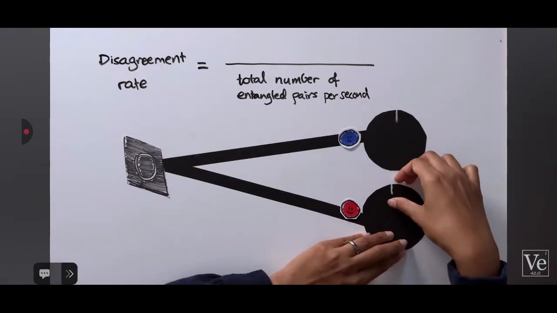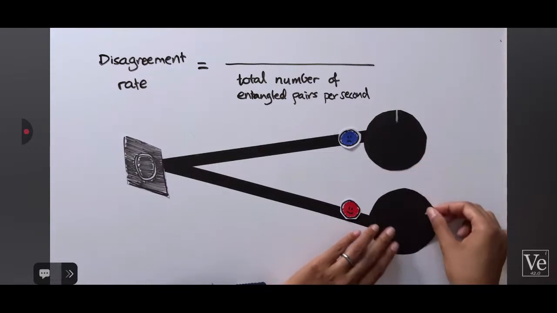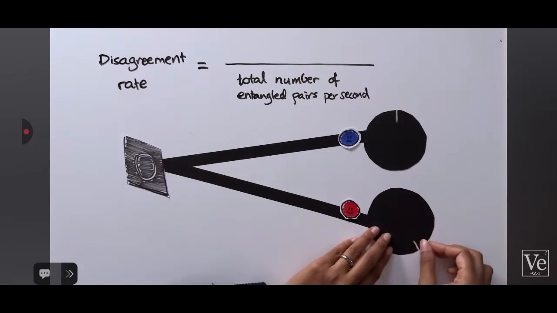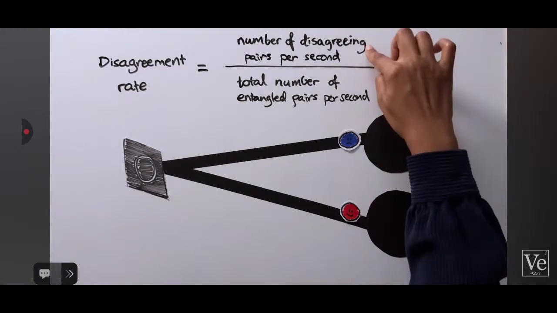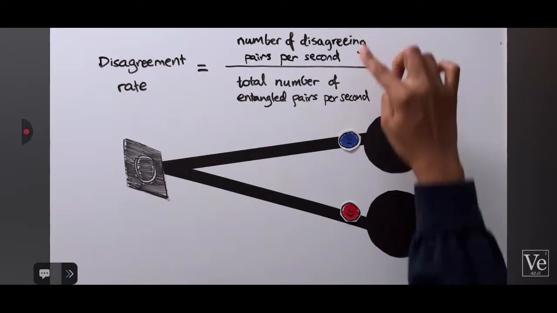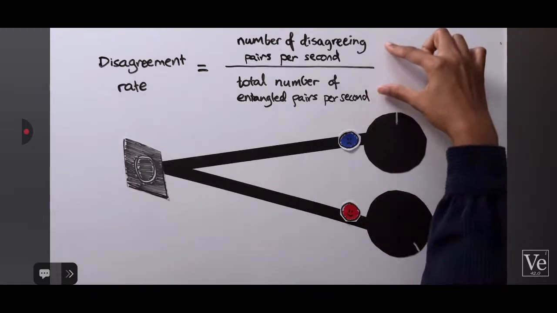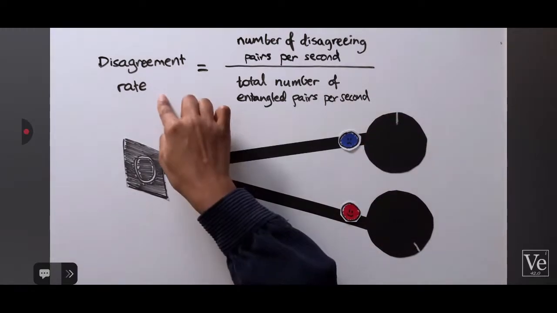Then we rotate one of the axes, and now we measure the number of disagreeing pairs per second. And then dividing these two will give us the disagreement rate.